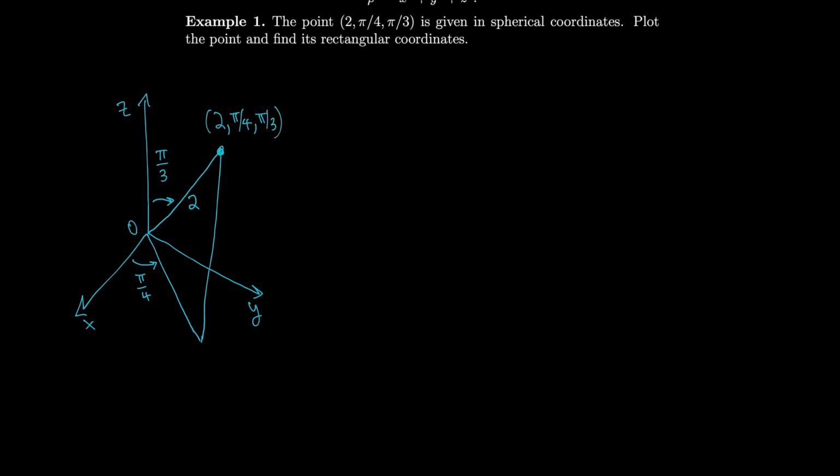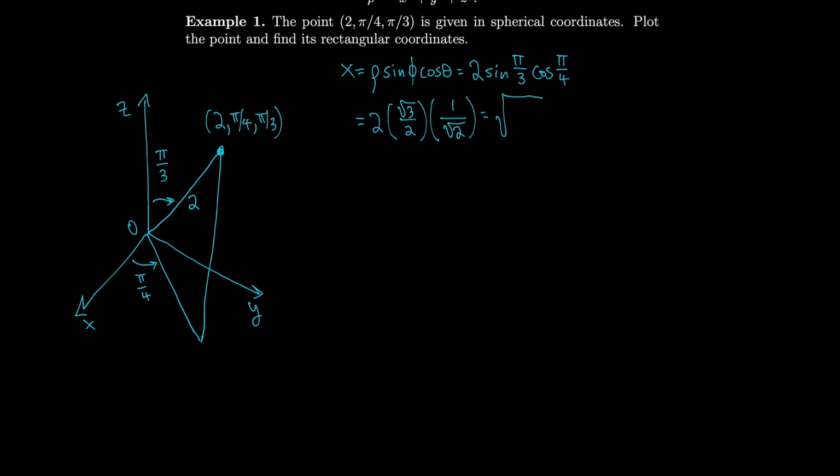So let's see what this corresponds to with rectangular coordinates. So we have x equals r cosine theta, where r is rho sine phi. So we have rho sine phi cosine theta. And that's equal to 2 times the sine of pi over 3 times the cosine of pi over 4. So that's equal to 2 times the square root of 3 over 2 times 1 over the square root of 2, which is the square root of 3/2.